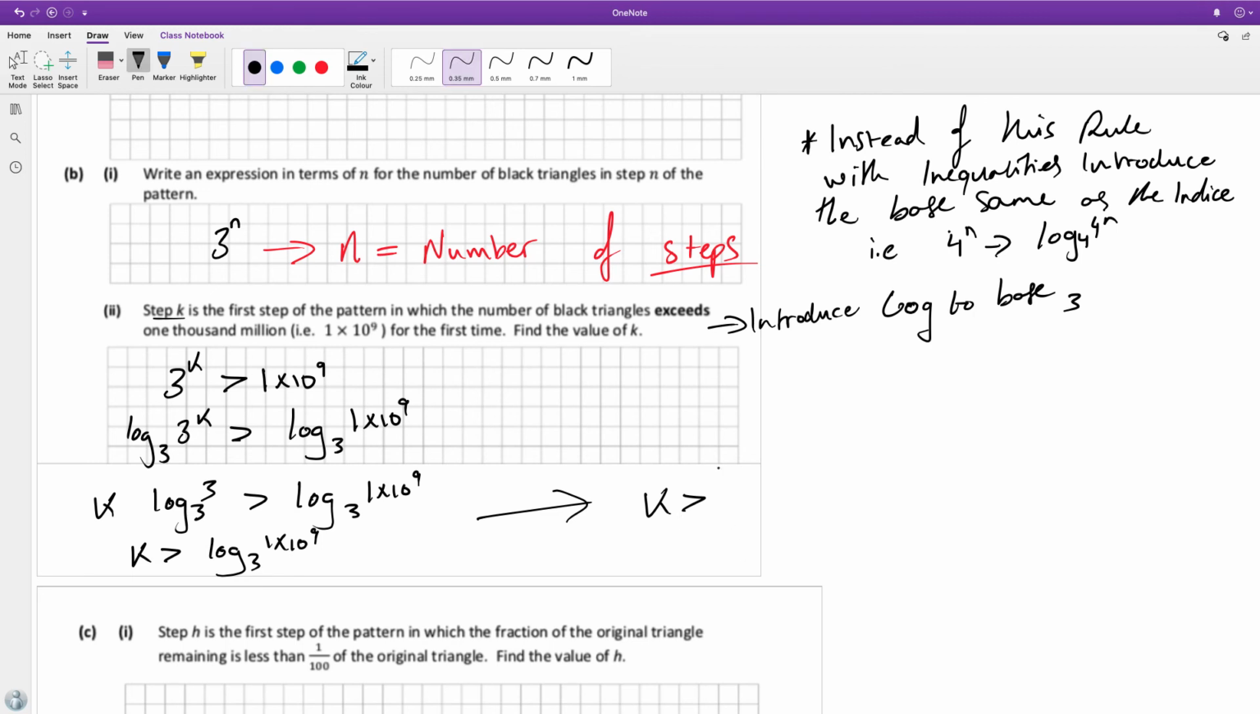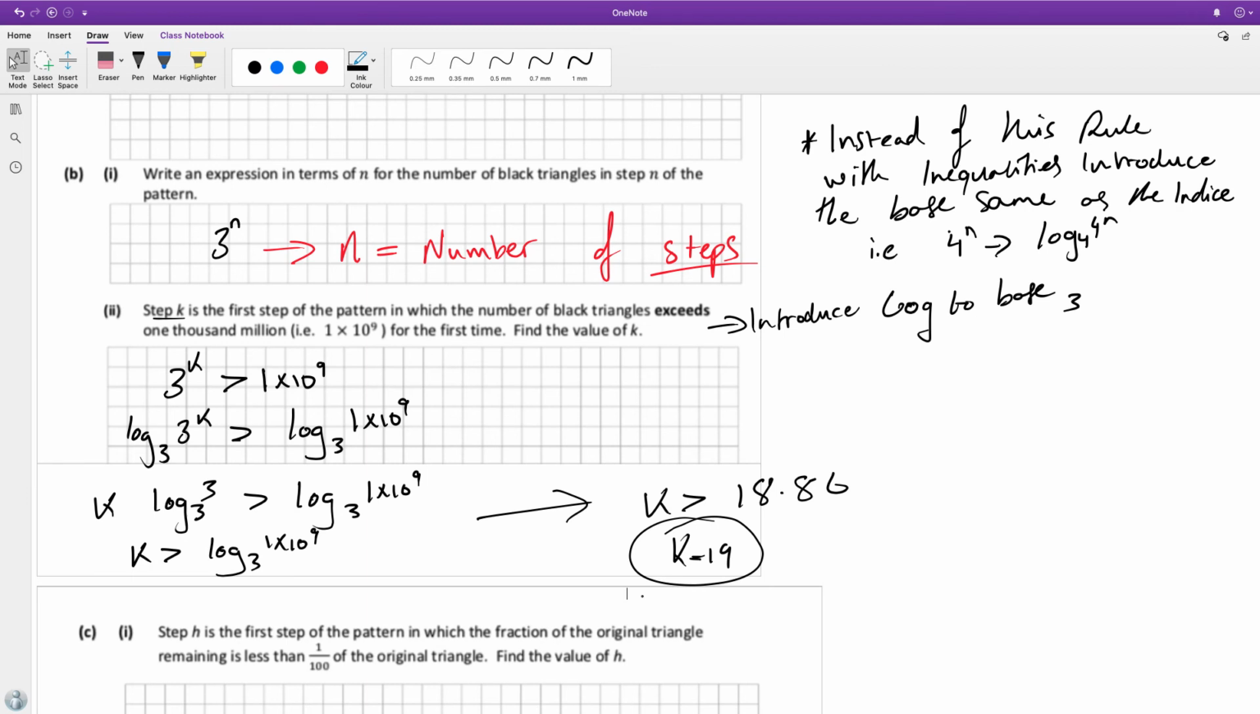We're getting 18 log to the base 3 of 1 multiplied by 10 to the power of 9. Again, k is greater than 18.86. The question asks us the first step of the pattern in which the number of black triangles exceeds 1,000 million. Step number 19. K is going to be equal to 19.